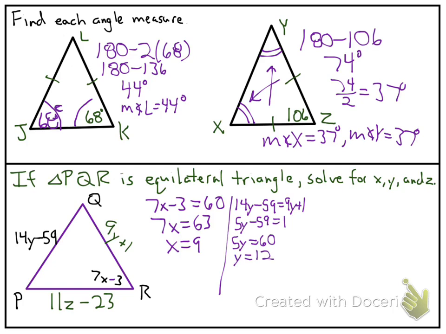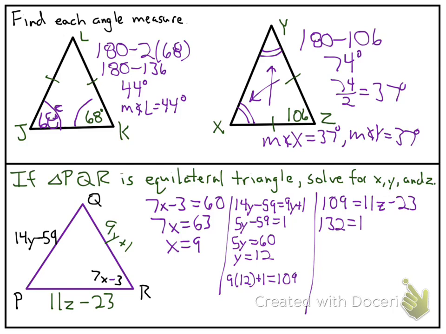Now, we have to find z. We know z, the side PR, is the same as these two as well. So I'm going to substitute a 12 for y. So 9 times 12 plus 1 gives me 109. That's what each of the sides are. So I can say that 109, which is the length of PR, is equal to 11z minus 23. If I add 23, I get 132 equals 11z, so z comes out to be 12.